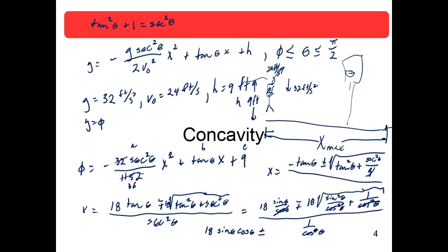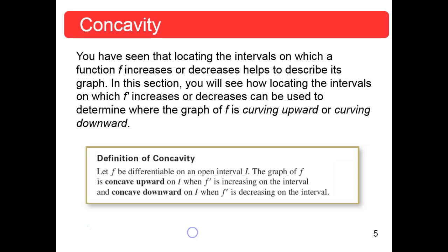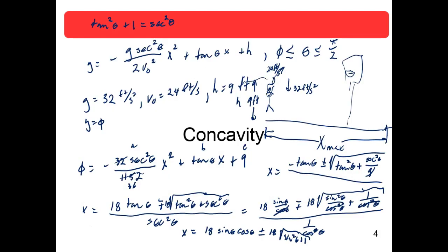The square root, or 18 times the square root of sine squared plus 1. Sorry, that's messy. I'm going to have to start erasing stuff in a minute. That's what your x is, as a function of theta. What do we do with that? Let me make sure I've got everything right.